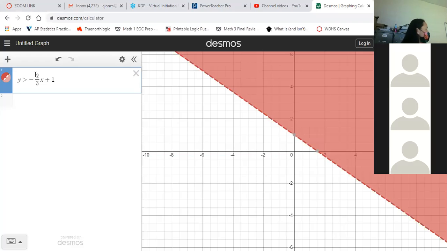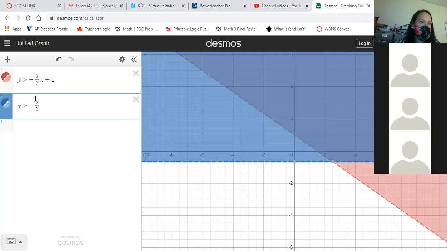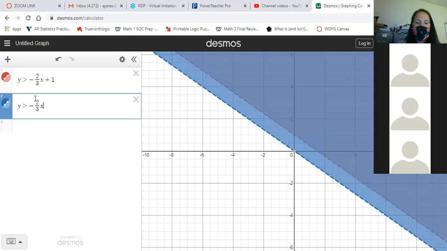Does everybody see it? Then you go down to number 2, and you do the same thing. y is greater than negative 2/3 x. Make sure you get out of that exponent, x plus 3.